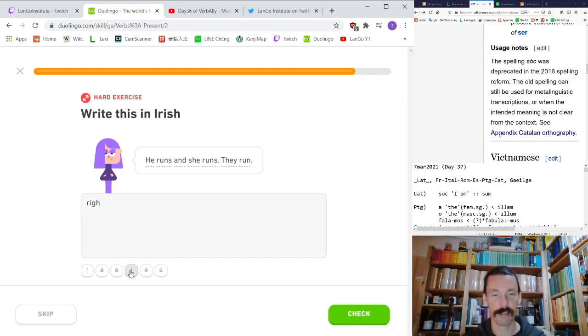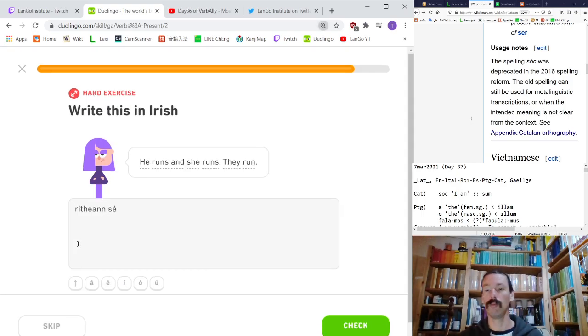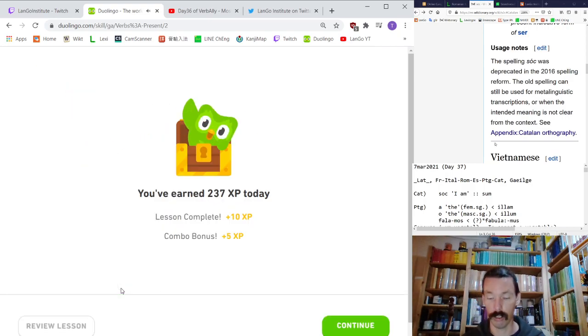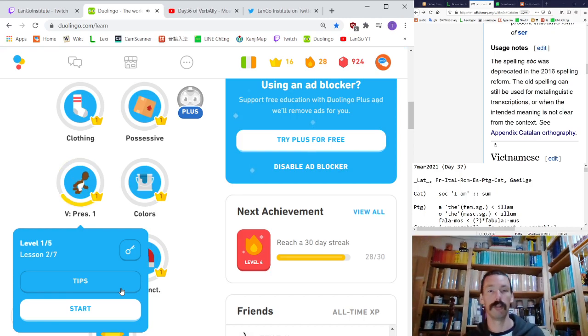We do need to practice the spelling of these Irish words. Rishin she. That's what we came here to do. Agus. Rishin. She. Rishin. She it. Okay. Better too tedious than too hard, I suppose.